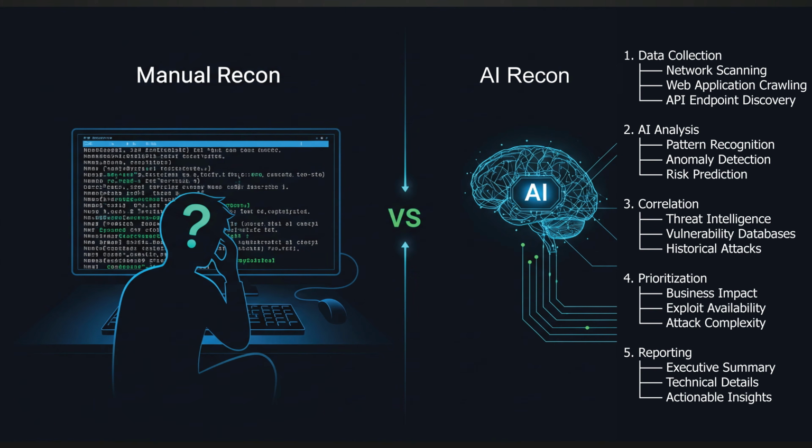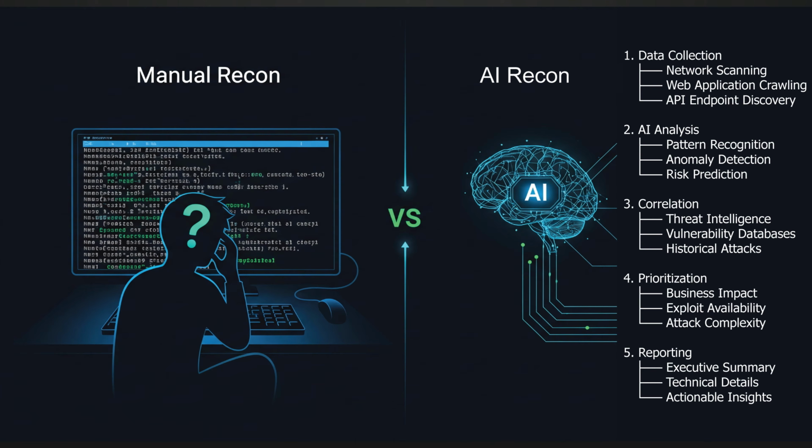Manual recon versus AI recon. On the left, what you're seeing is manual reconnaissance. There's a lot of output, but making decisions is difficult. On the right, AI analyzes all the data and clearly tells you what matters and what should be tested first. AI doesn't hack for you. AI teaches you how to think.